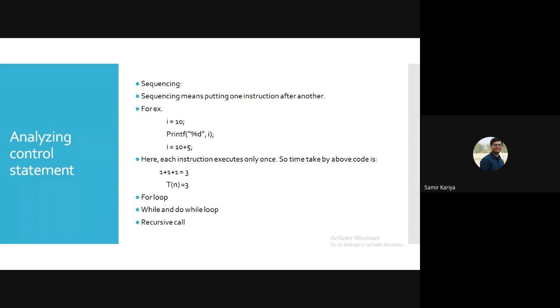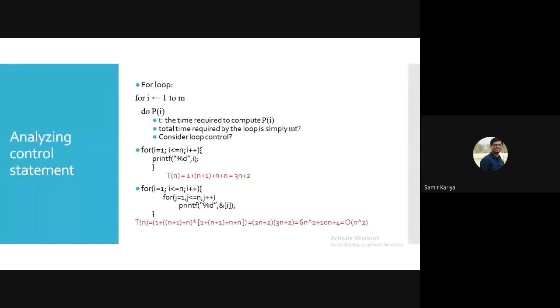That is for a simple assignment statement. Now let's move to looping, conditional, for loop, while loop, recursive call. First, the for loop. Observe this point: i is equal to 1, i less than or equal to n, i plus plus. Just find the time complexity for this one. What is the meaning of this? The i is equal to 1 term executes only one time in your code, first time only.